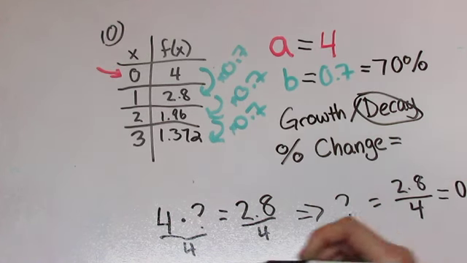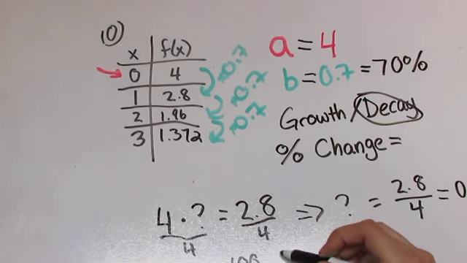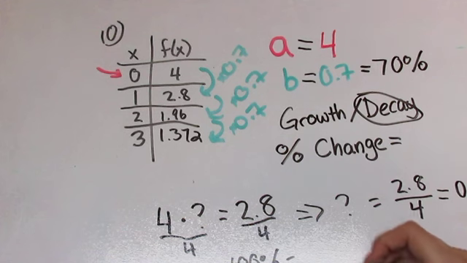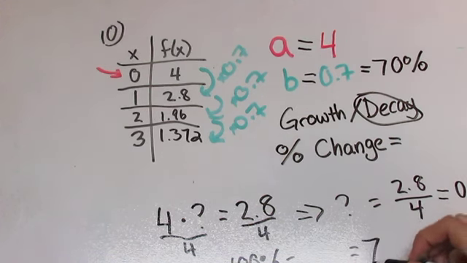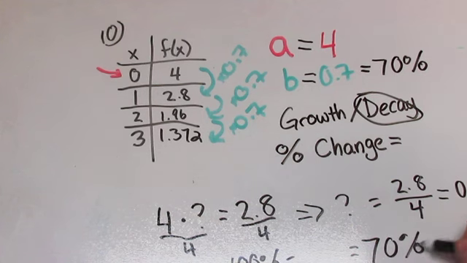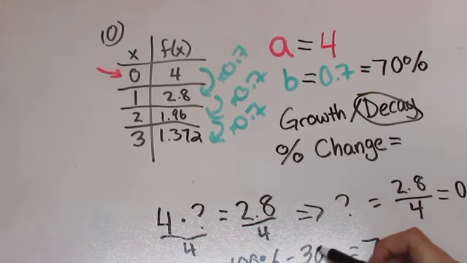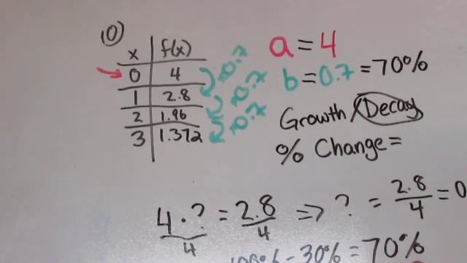So let's think about that for a moment. We started out with something that had 100% of its value. It has decay, which means it lost a certain amount, and it ended up with 70% of its original value. What is this number going to be? This number is going to be 30%. And this right here represents my percent change. I am decreasing by 30%. So my percent change is 30%.